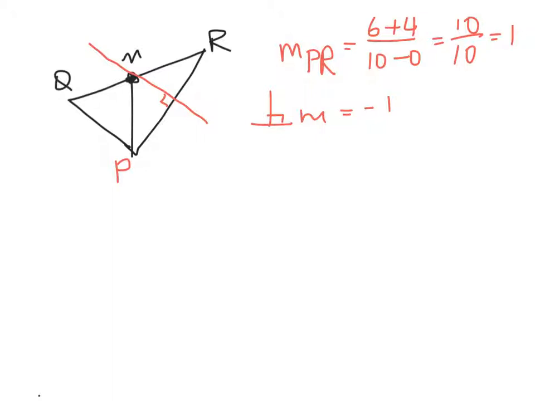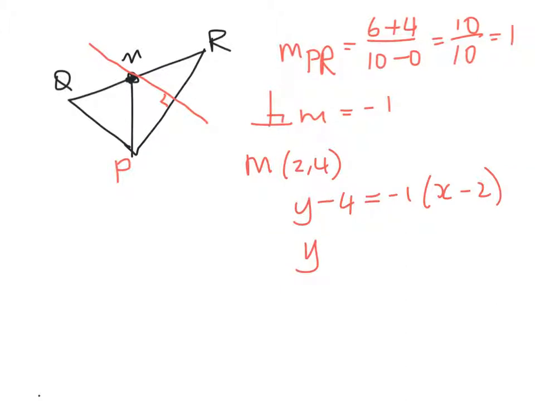We know that it goes through the point M, and remember from previously we had M as the point 2, 4. So using that gradient and that point, y minus 4 equals -1 times (x minus 2), rearranging, gives us y plus x equals 6.